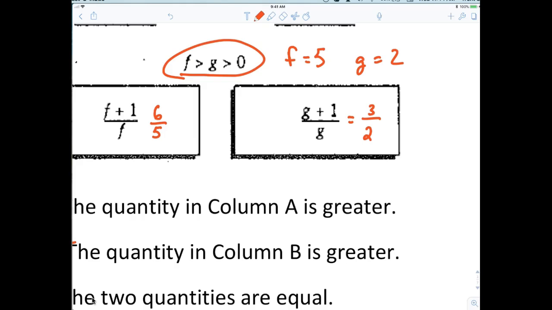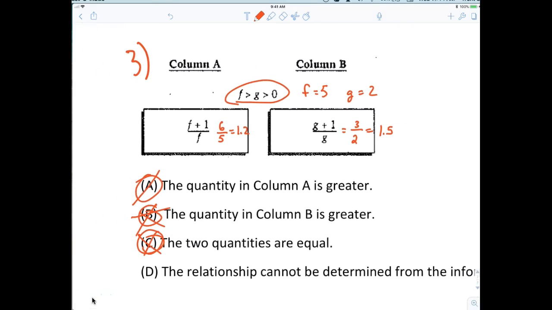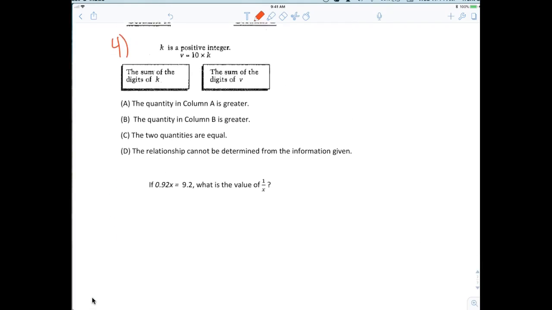Now your job is to decide which one's bigger. 6 divided by 5, he already told me was 1.2. And 3 divided by 2, you guys know is what? 1.5. So guess what, guys? B is bigger. Everybody okay with that? Yes. All right. Now, let's scroll to question number 4.